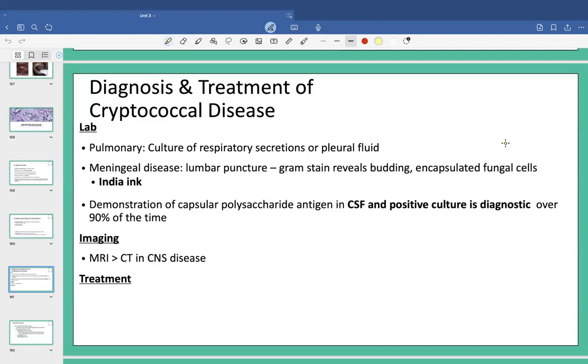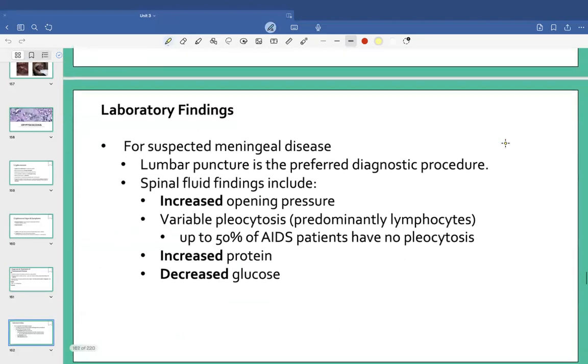This is more so a resource. You'll remember those opening pressures, proteins, and decreased glucose from your neurology. These are not anything that we need you to know for this test, but when you are trying to differentiate between a bacterial, a viral, or a fungal meningitis, then these are the things you should be looking for. In fungus, an increased opening pressure, increased protein, possibly decreased glucose.